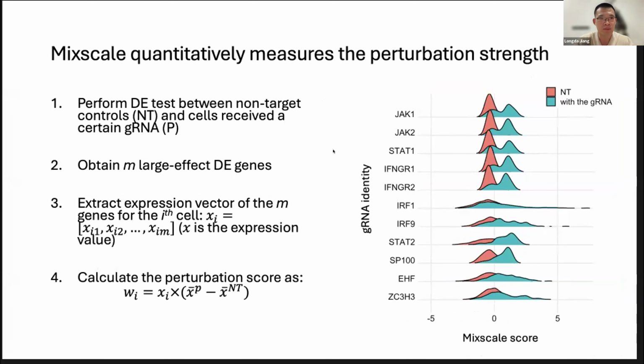Therefore, we extended the original method into a new method called mixed-scale. Mixed-scale can quantitatively measure the perturbation strength and assign a score to each cell to reflect their perturbation response. To compute the mixed-scale score, we will first perform a standard DE test between the non-targeting control cells and the cells of the same guide RNA identity. And then we will aggregate the expression information from multiple large-effect DE genes that we obtain from step 1 and convert them into a scalar and assign it to each cell. As demonstrated by these density plots here, the distribution of the mixed-scale score should reflect the perturbation response in each cell.